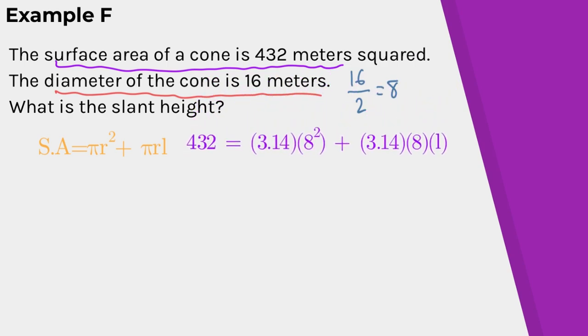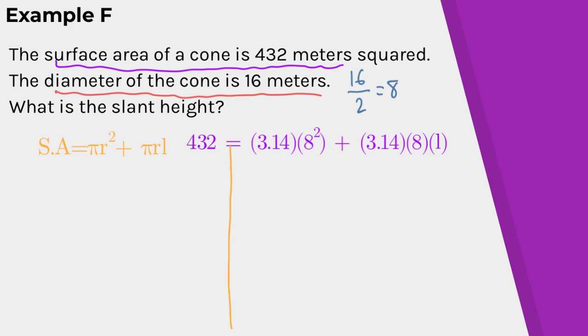So 432 equals 3.14 times 8 squared, as we talked about that's our radius, plus 3.14 times 8, because that's our radius, times L, because we don't know our slant length, or slant height in this case. That's the thing that we're looking for. So we're going to go ahead and draw our wall down from our equal sign. We're going to go ahead and solve our equation.